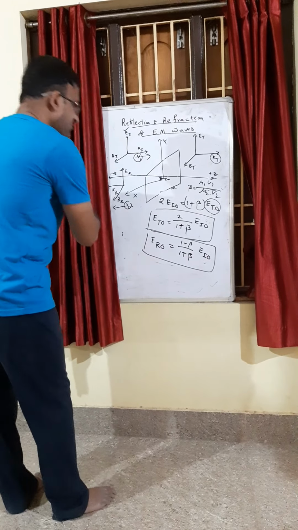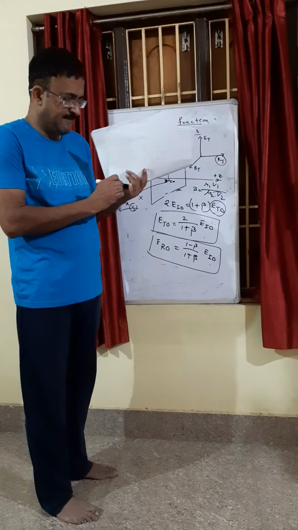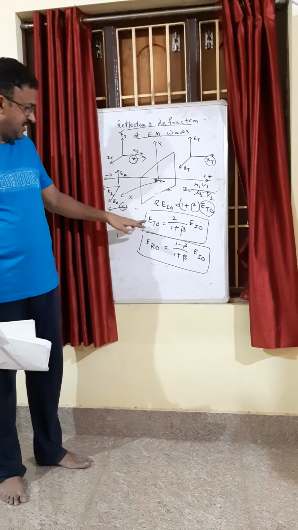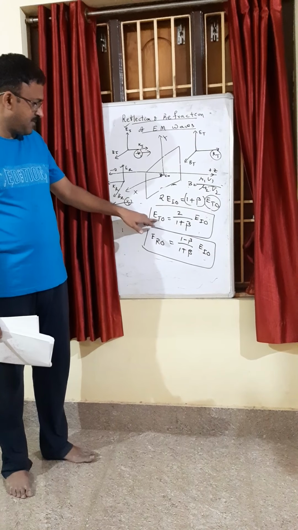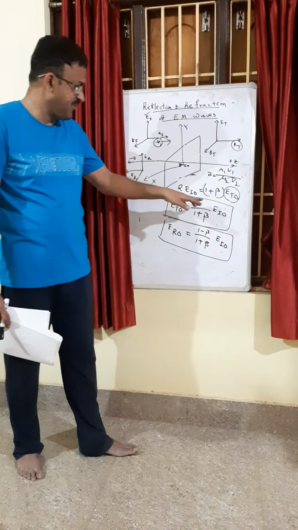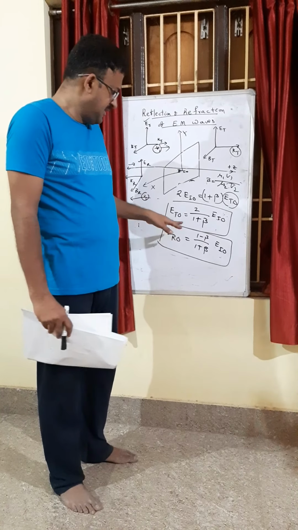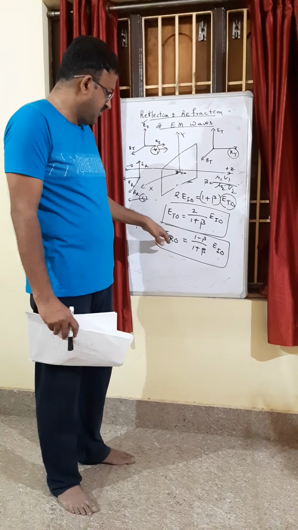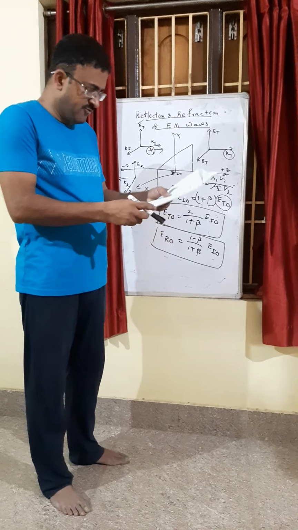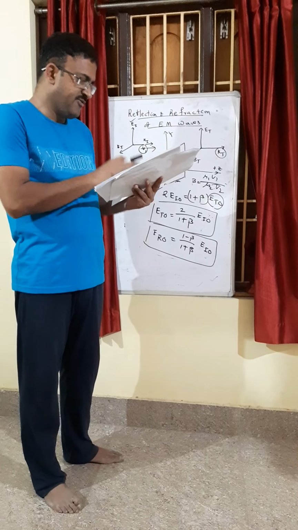These are two important equations you will get. One gives you the amplitude of the electric field in the transmitted wave in terms of the amplitude of the electric field in the incident wave, and the other gives you the amplitude of the electric field in the reflected part in terms of the amplitude of the electric field in the incident part.